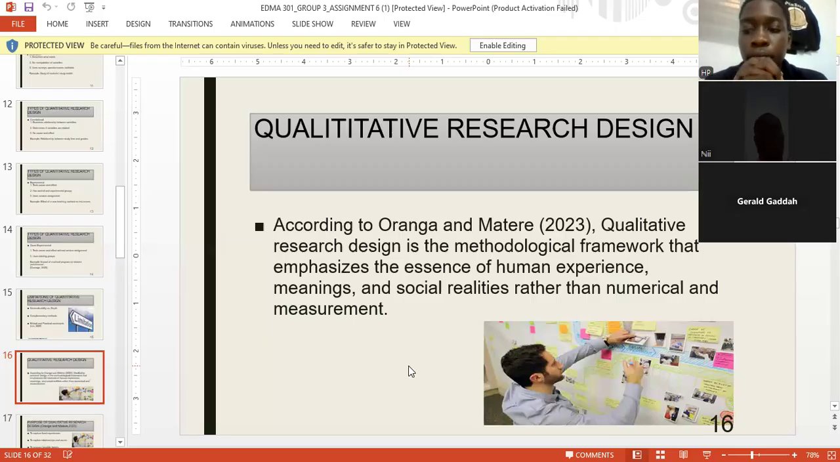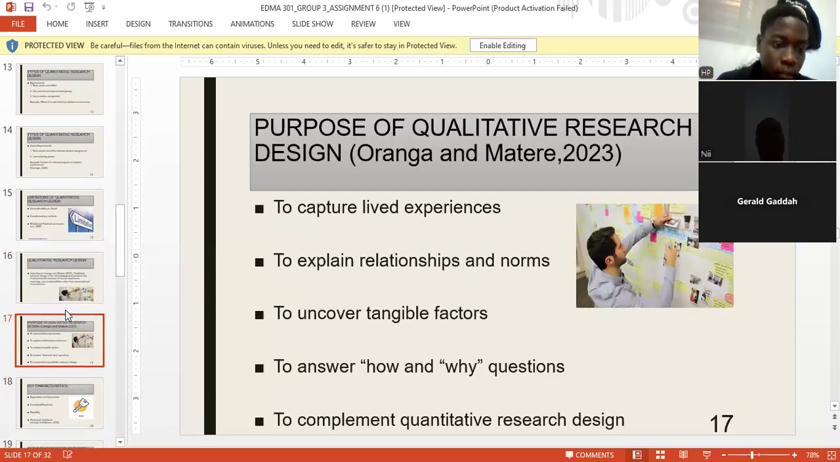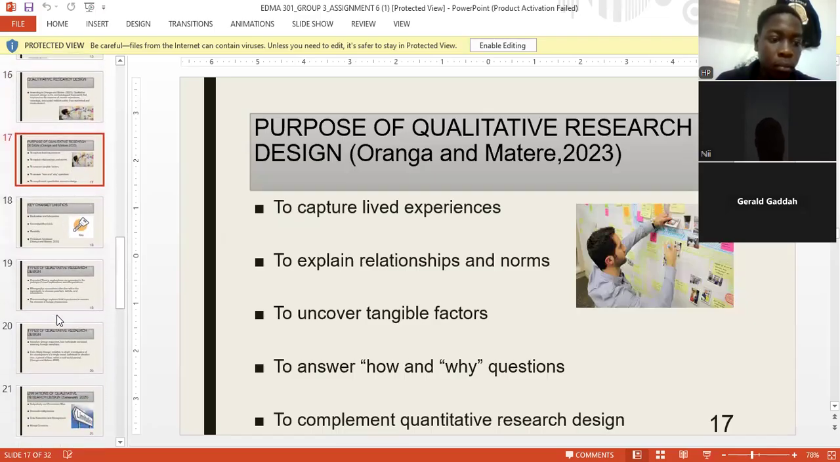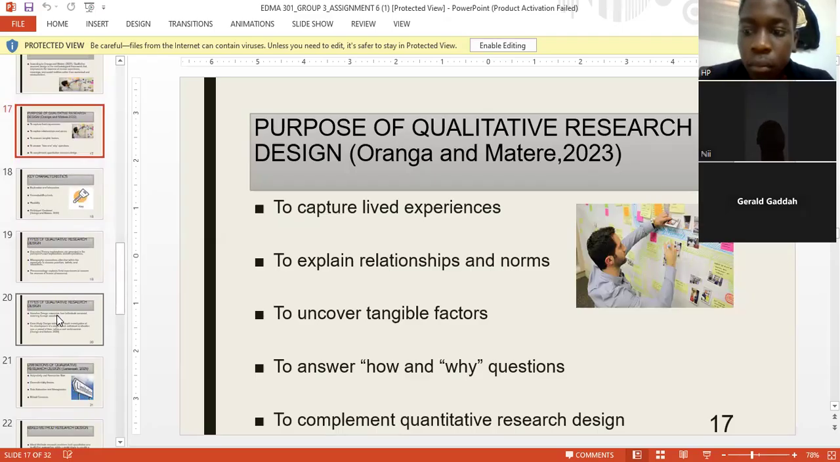And moving on, we talk about the purpose of qualitative research design. So first of all, it captures life experiences. So here it talks about why. Understand? So with the why, it begins to capture life experience, where people tend to explain their reason for a particular answer, whether a yes or no. And also it explains relationships and norms. So basically qualitative talks about relationships as well. And also to uncover the tangible factors.